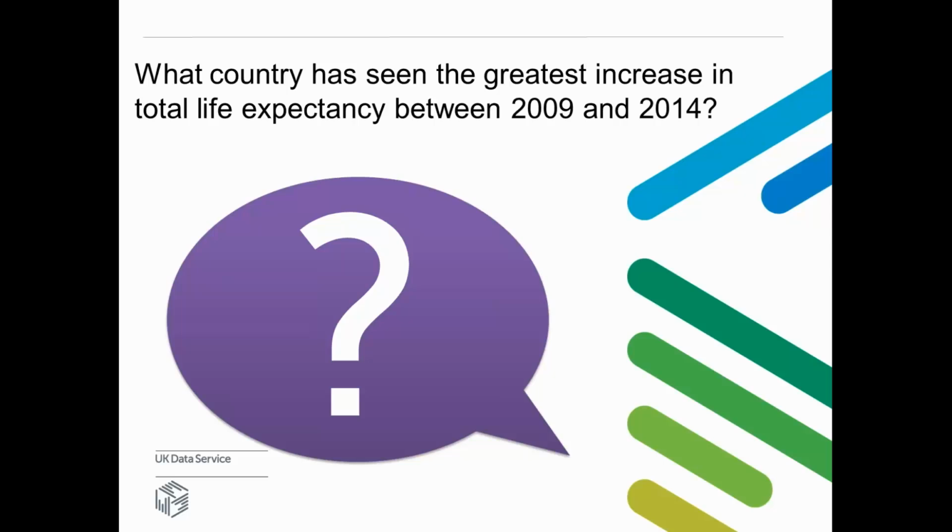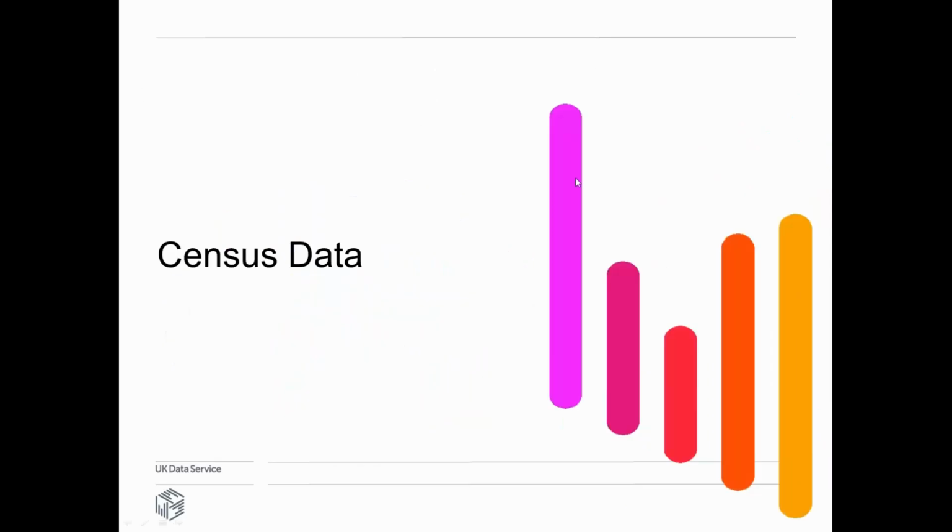Their life expectancy was 47.6 years in 2009, and it's actually increased to 57.5 years by 2014. So that's a really good increase of 9.9 years, which shows great progress. Just for interest, in 2014, the lowest life expectancy was found in Swaziland, whilst the highest was in Hong Kong. So that just gives you an indication of some of the things that you can find out using these data.